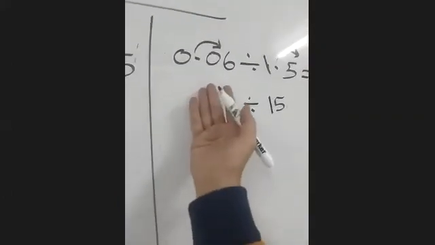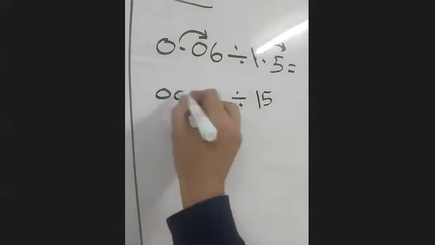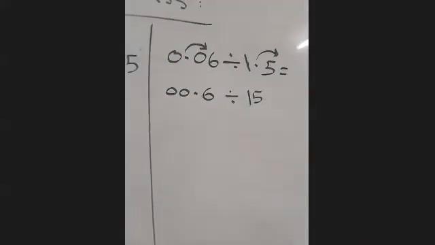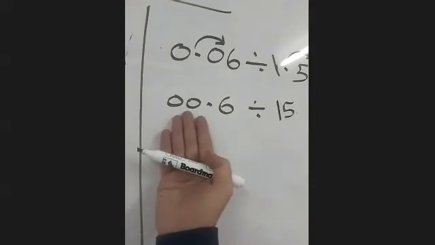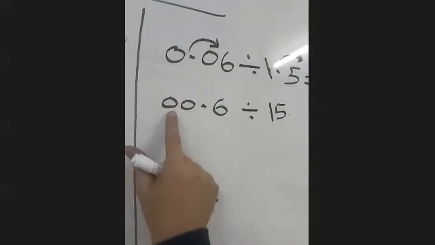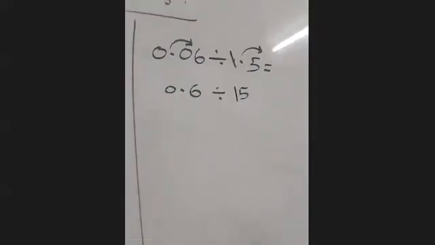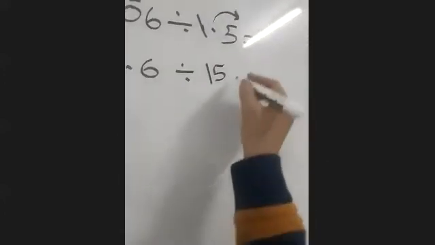The dividend comes down. What will this number be? 00.06. But here we have 2 zeros. Do we need them? No. We need only 1 zero, so no need for this zero, right? Yes. Now we have new numbers. Make long division.